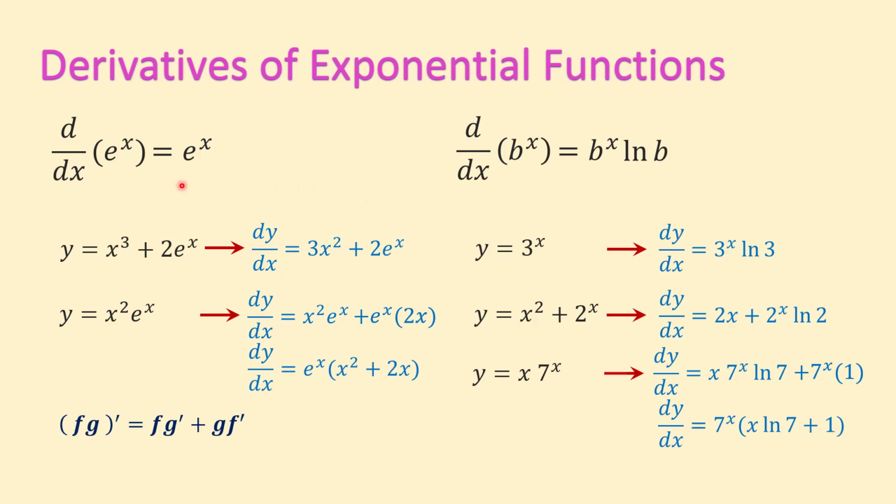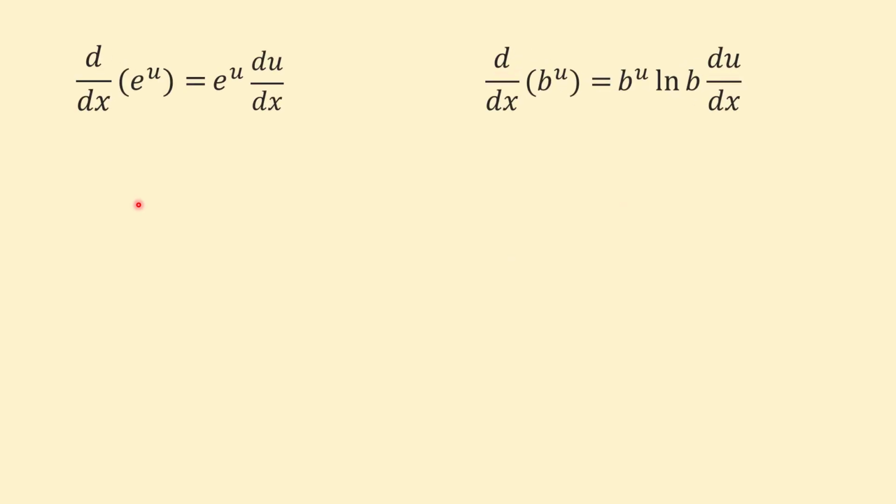If we combine derivative of exponential functions with chain rule, we get to these formulas. Derivative of e to the u is e to the u times derivative of u. du over dx is derivative of u, and this part is derivative of the inside. So in exponential functions, inside is the power, and the outside function is the exponential function.